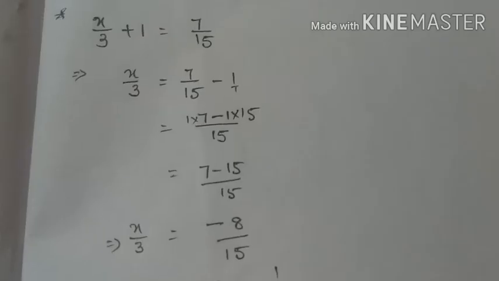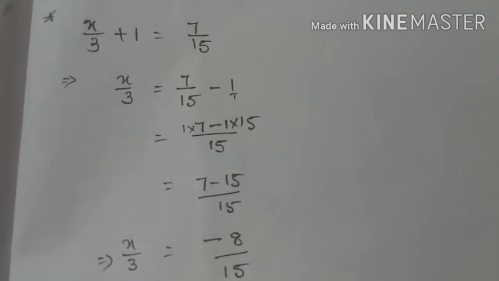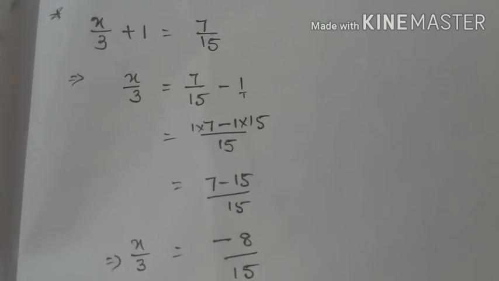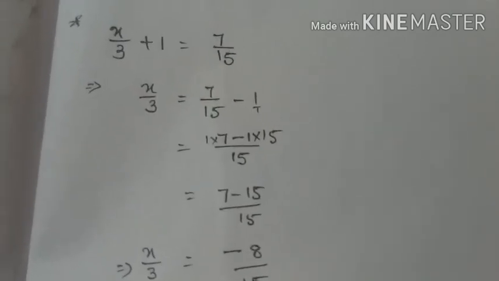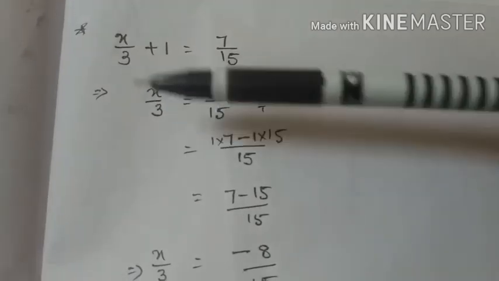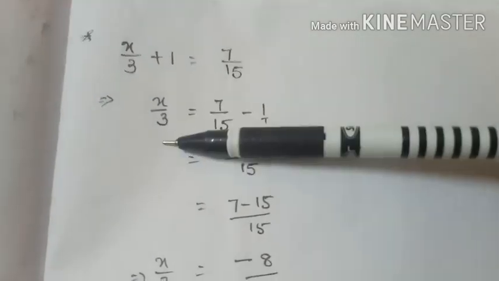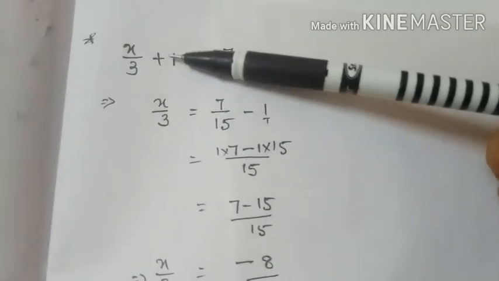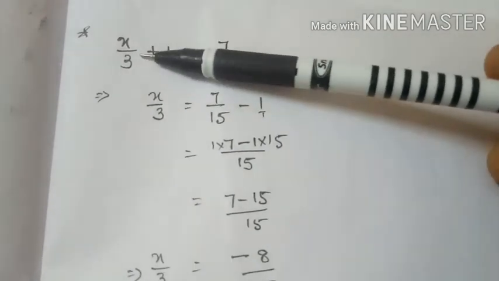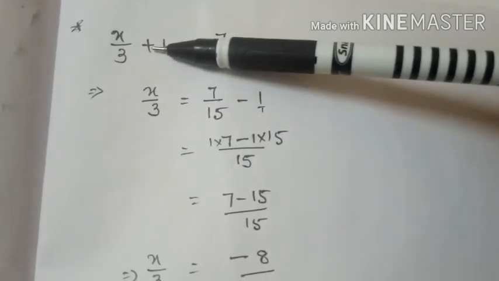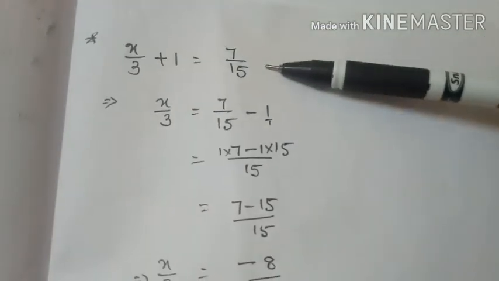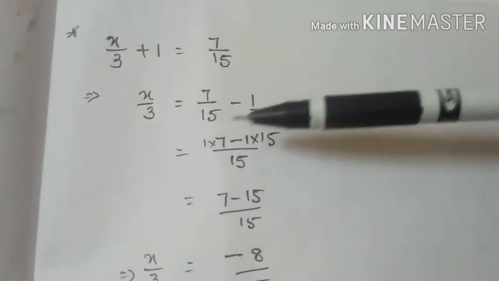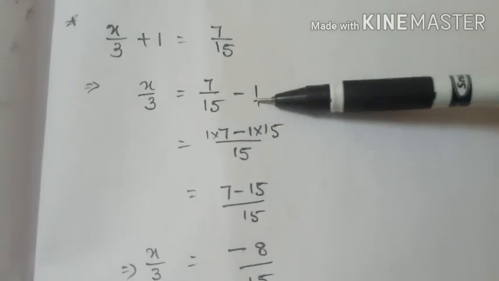Okay, next one. x by 3 plus 1 is equal to 7 by 15. So x by 3 plus 1 is equal to 7 by 15. So the variable value x by 3 is left at LHS, is equal to 7 by 15 plus 1. If I want to transpose 1 from LHS to RHS, it becomes minus 1. Okay, 7 by 15 minus 1.